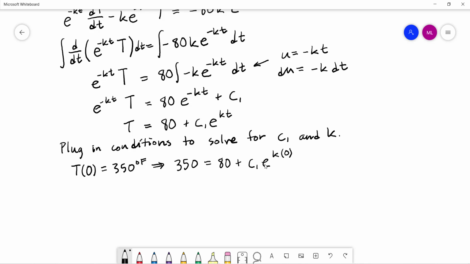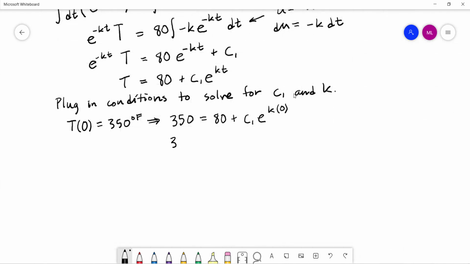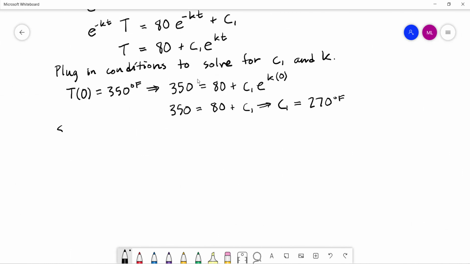Same arguments as before. e to the k times 0 is just going to be 1. I've got C1 plus 80 is equal to 350 degrees. So 350 equals 80 plus C1. And what does that mean that our constant C1 has to be? Well, I just subtract 80 from both sides, and I will get what? 270? 270 degrees Fahrenheit. So that's going to be the number that goes there.